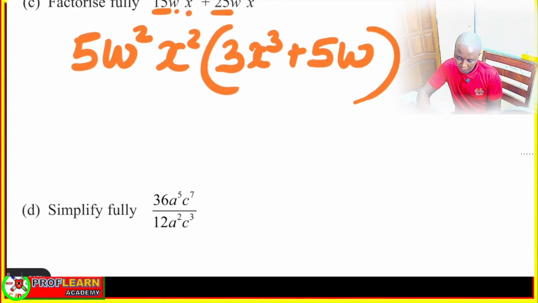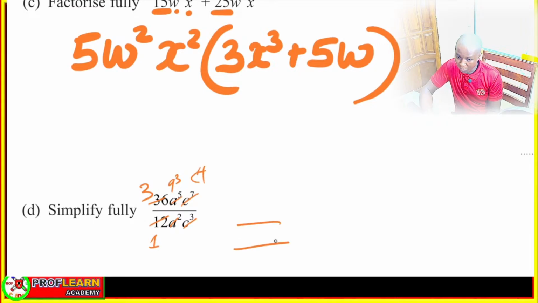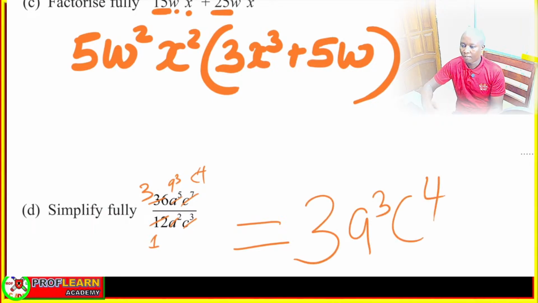And for this part that we have here, 12 can go here once, can go here 3 times. And a will cancel with a power 2, a power 5. So we are going to remain with a power 3 at the top. And c power 3 will cancel with this, and we will remain with c power 4. So the final expression is going to be 3 a power 3 c power 4 as the final answer. So those are the kind of questions that you will never miss in paper 1. You'll be given questions related to that.